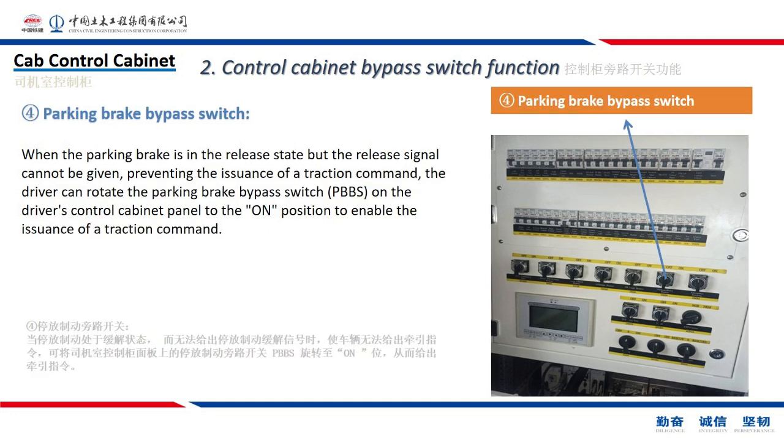Slide 35, Parking Brake Bypass Switch. The fourth is the Parking Brake Bypass Switch. If the parking brake is in release position but cannot send a release signal, the driver will not be able to command traction. Activating this switch allows traction despite the missing signal, ensuring operations can continue when it is confirmed safe.